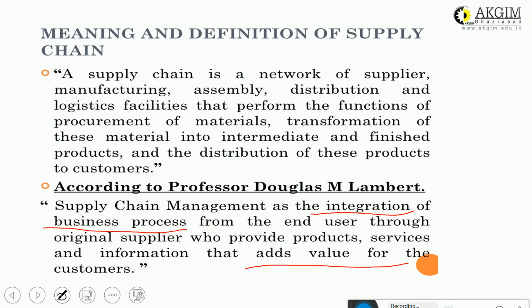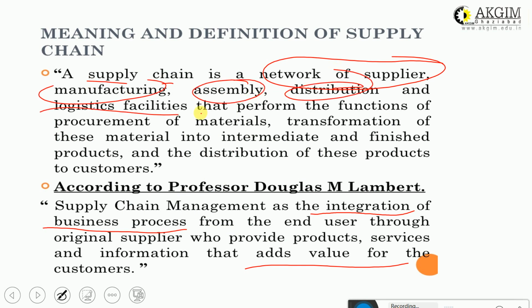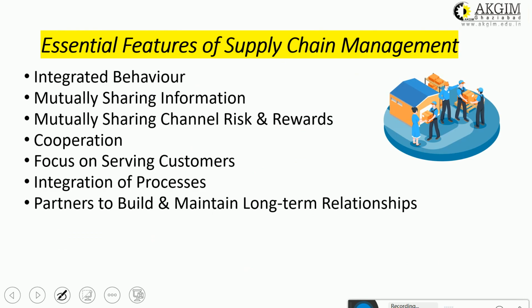Supply chain is a network of suppliers, manufacturers, assembly, distribution, and logistic facilities that perform the functions of procurement of the material, transformation of those materials into intermediate and finished products, and finally the distribution of these products to the ultimate customers, right?